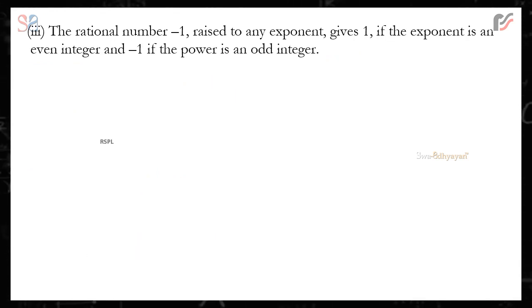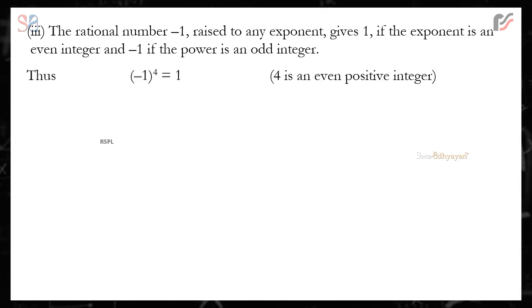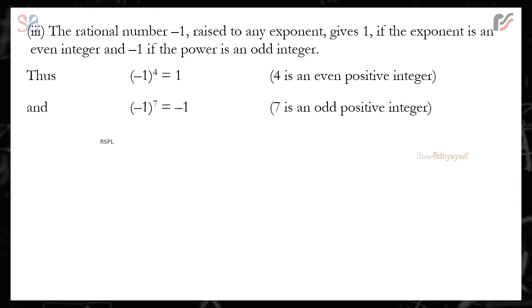3. The rational number minus 1 raised to any exponent gives 1 if the exponent is an even integer and minus 1 if the power is an odd integer. Thus, minus 1 raised to power 4 is equal to 1, as 4 is an even positive integer, and minus 1 raised to power 7 is equal to minus 1, as 7 is an odd positive integer.